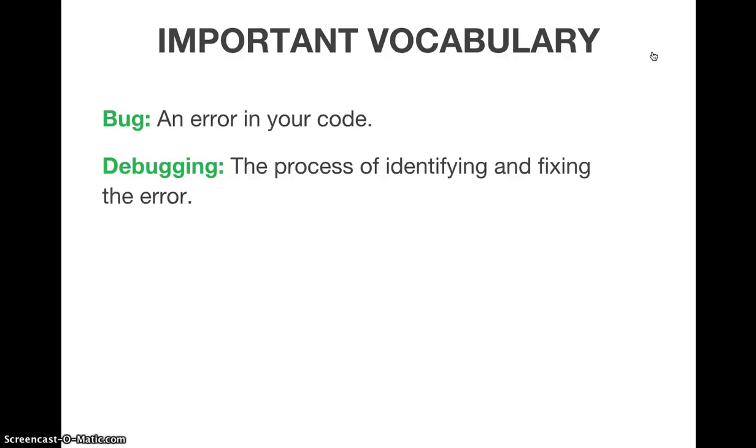When you try to fix the problem, like when you try to fix your bike, you are debugging. It's the process of identifying and fixing the error. In computer science, when your code won't work and you're in Swift Playgrounds on your iPad and you just can't get it to work, you're going to go back in your code, identify where you went wrong, fix the error, and then you will be debugging. So debugging, again, is the process of identifying and fixing the error.